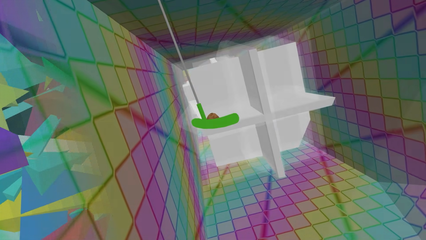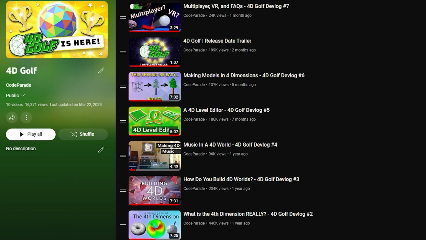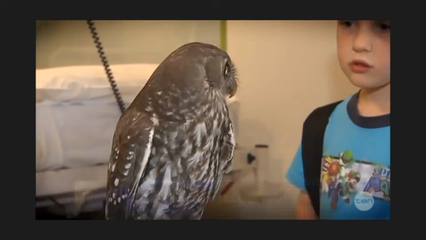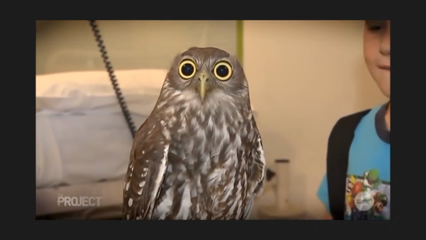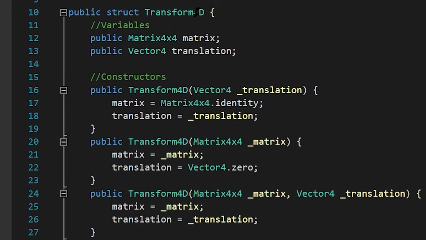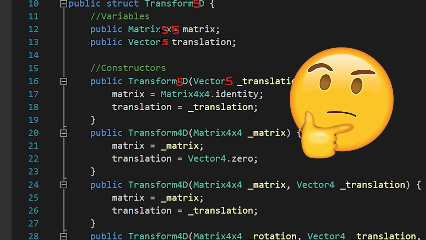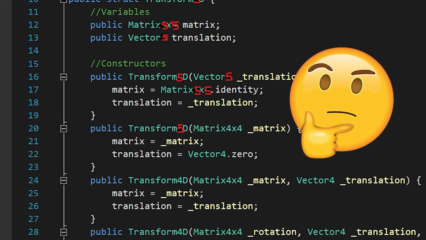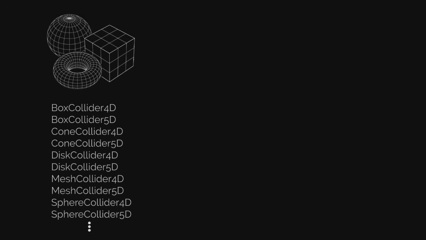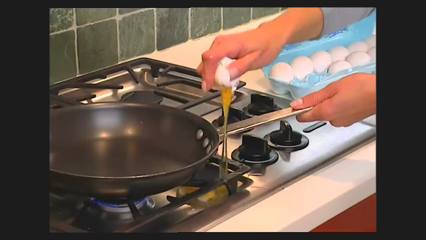Yes, it is actually a 5D game, and that was a significant part of the development time, maybe even a third of it. And if you thought any of my other devlogs were complicated, oh boy, where do I even start? Since I already built a 4D engine, could it be as simple as just replacing some 4s with 5s? Well, there's actually a few places where that is reasonable to do, like with the colliders, physics, camera controls, and other utilities. But even for those, it's not so simple.